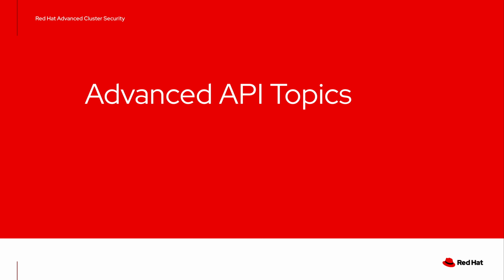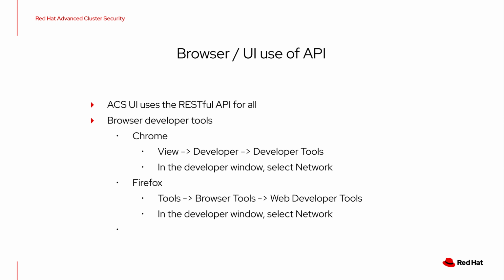Okay, let's talk about some advanced API topics. First of all, let's talk about the ACS UI again. The ACS UI uses the RESTful API, and so it's a good idea to look into how the UI uses the API when you're trying to duplicate something similar. If you're trying to retrieve data or to submit data, especially, it can be difficult sometimes to understand what kind of data is required, what the JSON format is. And you can use the developer tools in either Chrome or Firefox to go and actually see these payloads being transmitted by the browser to the ACS UI. We'll see a demonstration of this in the next section.